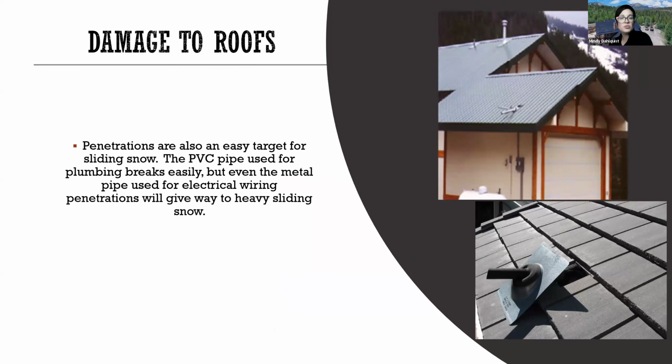Penetrations are also a very easy target to sliding snow and ice. The PVC pipe that we're seeing on the bottom there, that oftentimes we actually see sheared right off. I believe they're missing a fastener on that. But even the metal pipe that's utilized for electrical wiring conduit and penetrations can give way to heavy snow and ice.